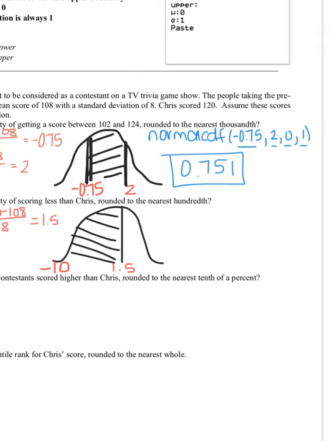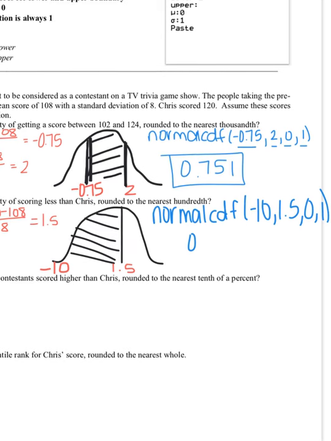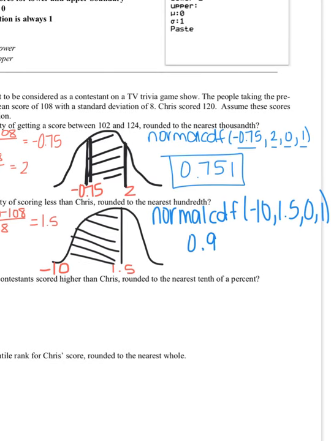That's what you're going to write down. You're going to write down normal CDF. This is part of your work. Then you're going to write down negative 10, 1.5, 0, 1. Press enter. We're rounding to the nearest hundredth. The probability is 0.93.